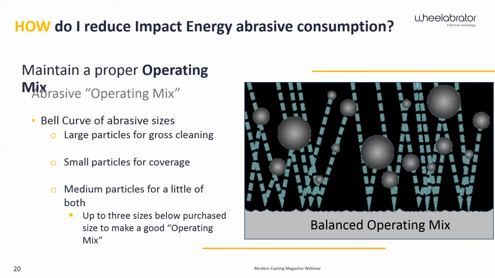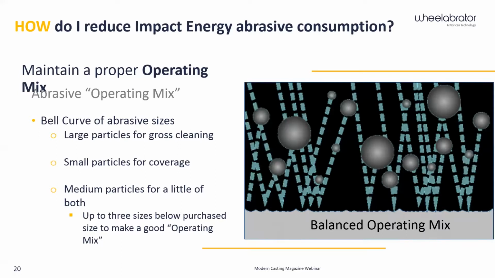Okay, if you've been around this industry for a while, you've probably heard the term, and this is what you're trying to gain: a good operating mix. What is the operating mix? It's a bell curve of different abrasive sizes. You want large particles that are going to do the gross cleaning. You have the small particles that are doing the coverage, once the base layer is broken up, getting into the nooks and crannies, the valleys. The medium particles do a little bit of both.